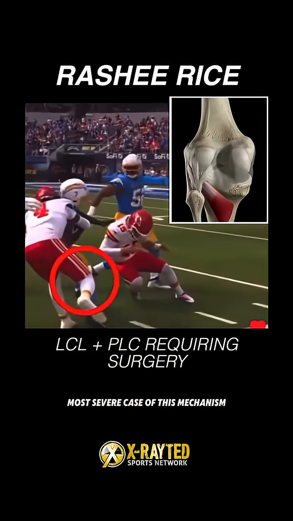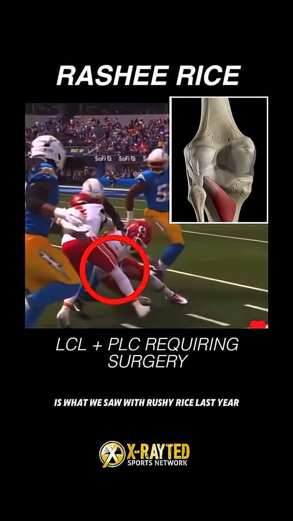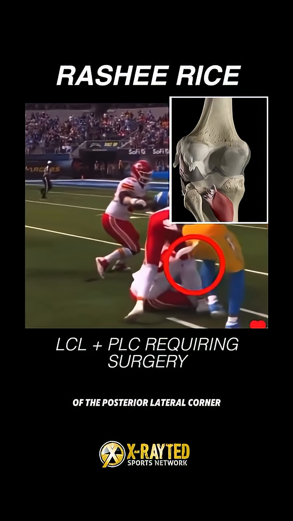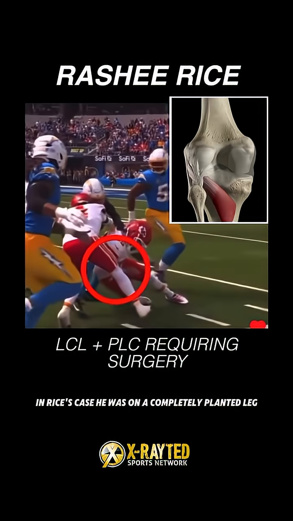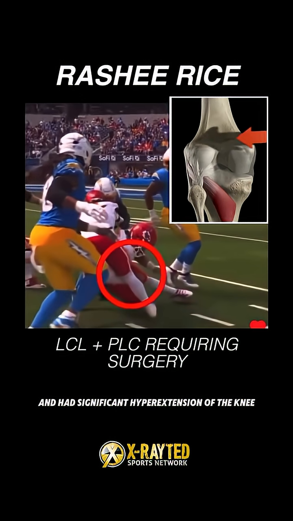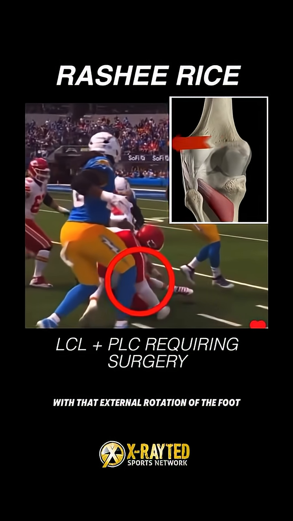The most severe case of this mechanism is what we saw with Rashee Rice last year, who tore the LCL and part of the hamstring of the posterior lateral corner that required surgery. However, in Rice's case, he was on a completely planted leg and had significant hyperextension of the knee with that external rotation of the foot.